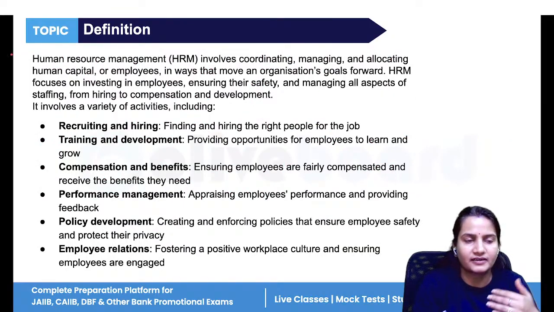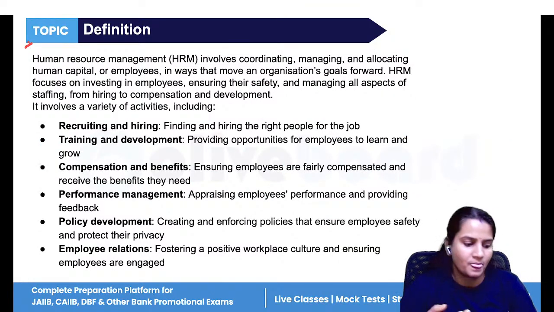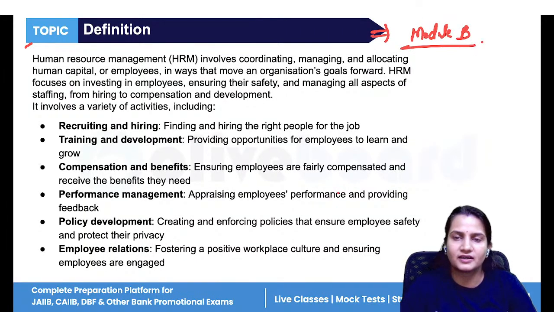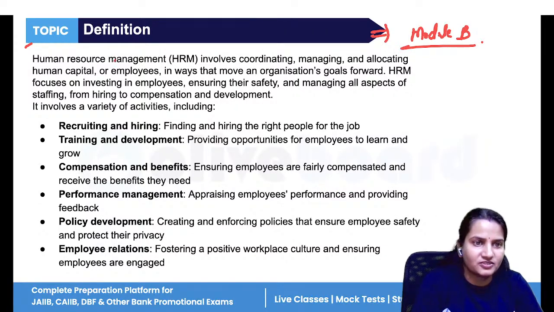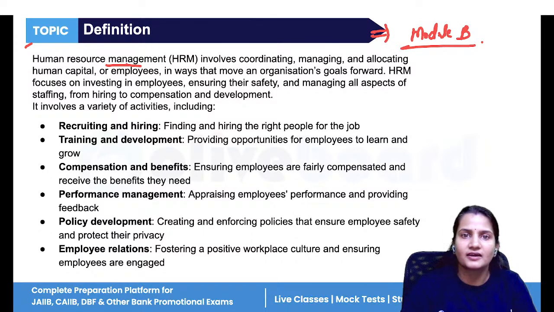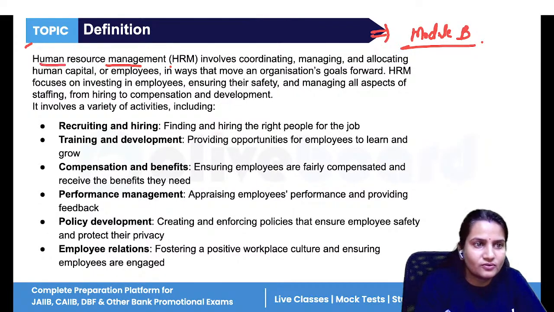Okay, let's do the basics of HRM. HRM is a topic of module B, the first lecture of HRM, that is basics of HRM. Now, we know what management is. Yesterday we studied management. Management is the process of planning, organizing, guiding employees, motivating employees so that employees can achieve their organizational goals and targets. Now, if I talk about HRM, in management, human resource is added.